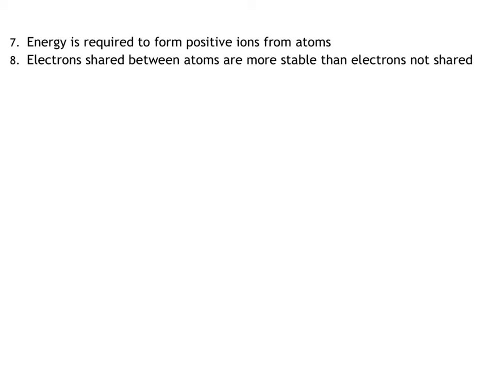Okay, energy is required to form positive ions from atoms. So the reason I put number 7 in is because lots of people have this idea. So lots of people think, for example, sodium loses an electron quite easily. So lots of people tend to think that sodium ions are more stable than sodium atoms.